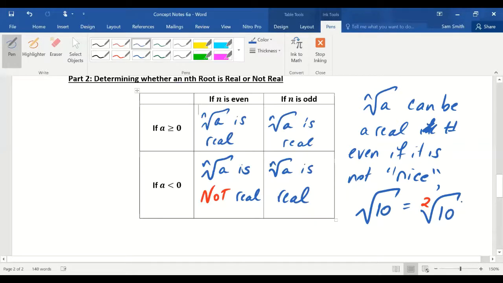If you go and plug it into the calculator, you get this big long string of digits. But the fact that you could get digits from the calculator is enough to say that this number is real. If this number were not real, the calculator wouldn't know what to do with it. This is real even though it's not nice.